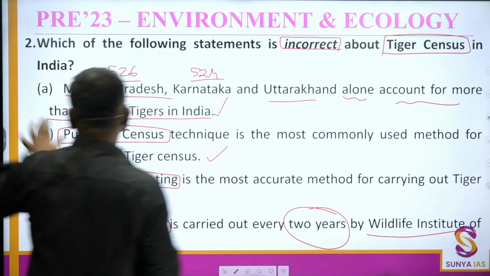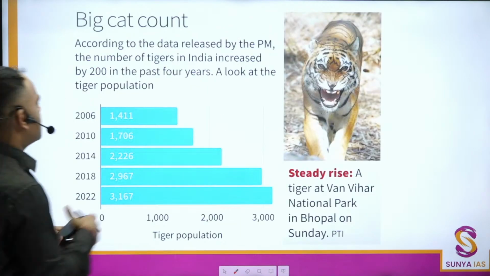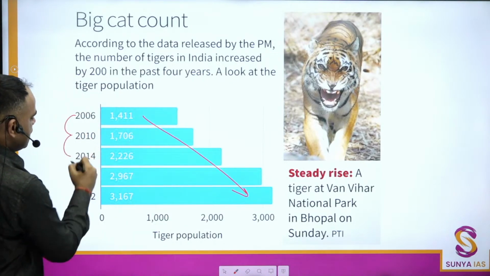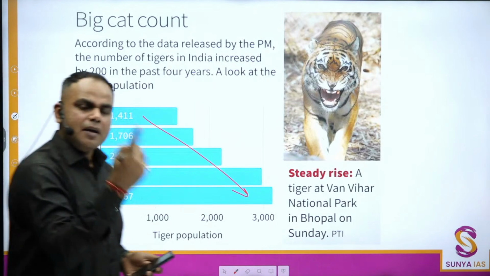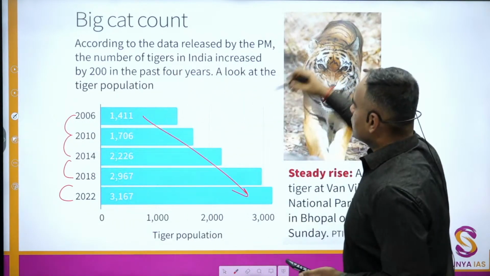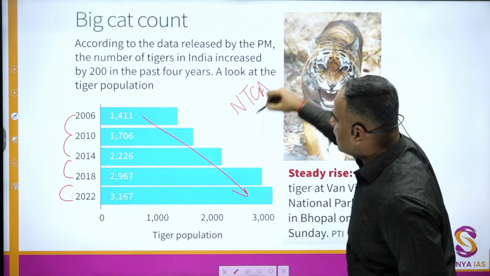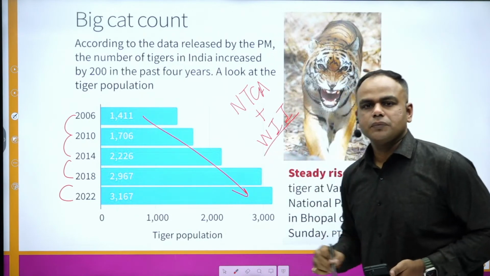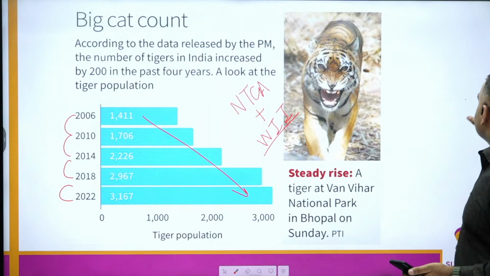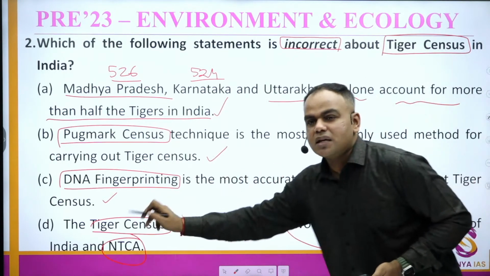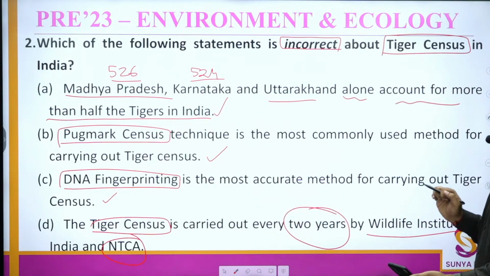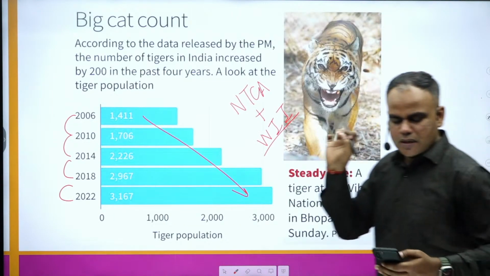Which is why I'll also show you the trend now. So 2006 to 2022 overall we are seeing an increase. Every 4 years this census has been carried out. Again, this census is carried out by who? So there is the National Tiger Conservation Authority, NTCA, and the Wildlife Institute of India. So the question I was asking you, what is incorrect? Here again, question number 2, the answer is D. The tiger census, this part is incorrect. Right? Everybody is following this?